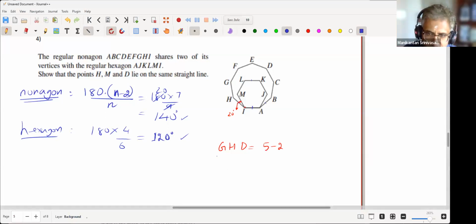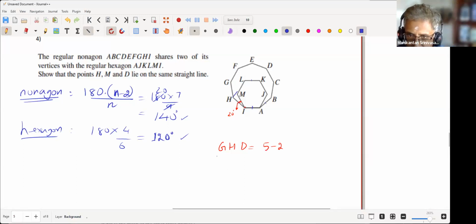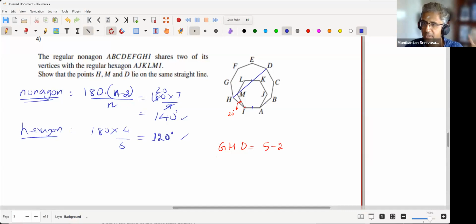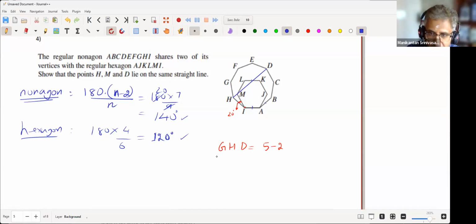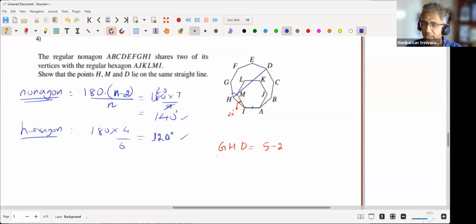Okay. All right. So what he's saying is he's connecting H and D. He's not saying it's passing through M. He's forgotten M completely. Just ignore that the hexagon is even there. He's only focused on the nonagon, which is outside, and on this angle GHD. Now he's calculating GHD. Which one? Is the bottom portion the pentagon or the top portion? The top portion is a pentagon. HGFED is a pentagon.